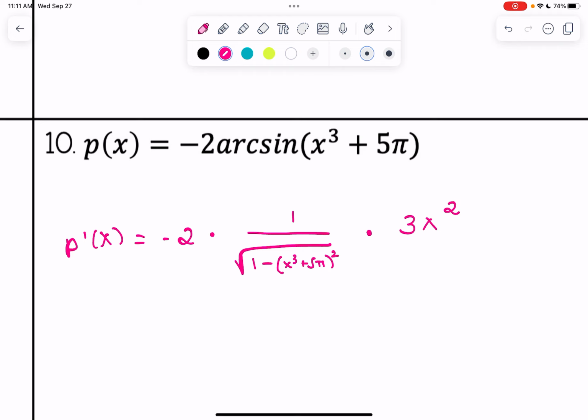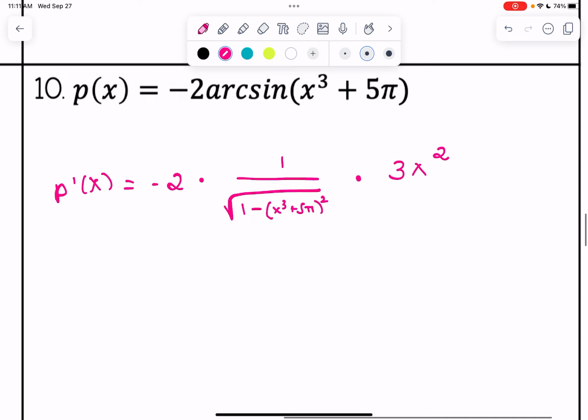Notice 5 pi is just a constant. That's just a number, so the derivative of that is 0. That's why it looks like that term is almost disappearing when we go and take the derivative. If you wanted to simplify this one, we certainly could combine things here. The -2 and the 3x squared, for instance, can give us -6x squared. All right, let's take a look at 2 more.